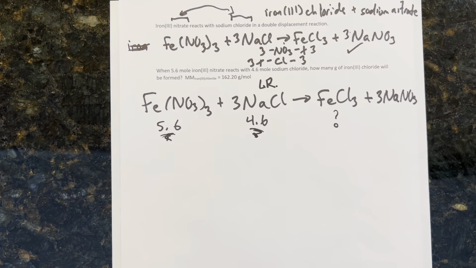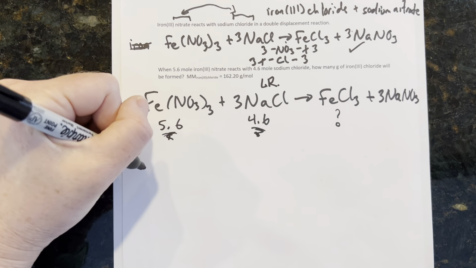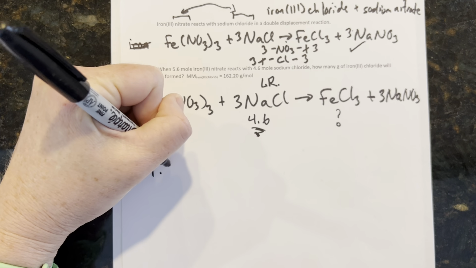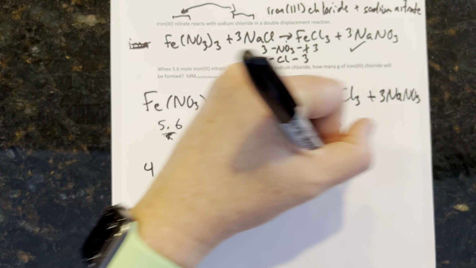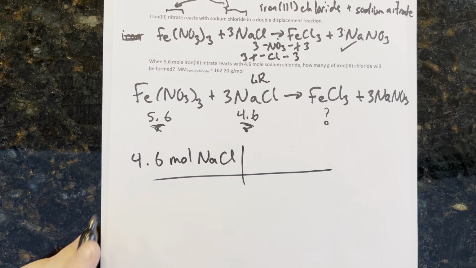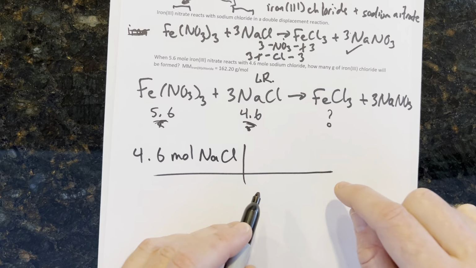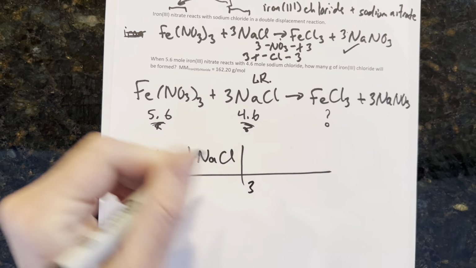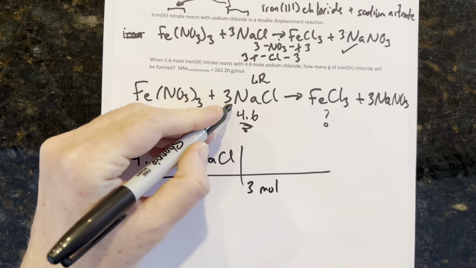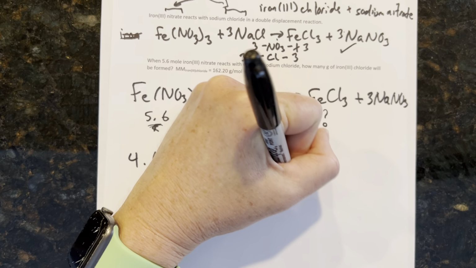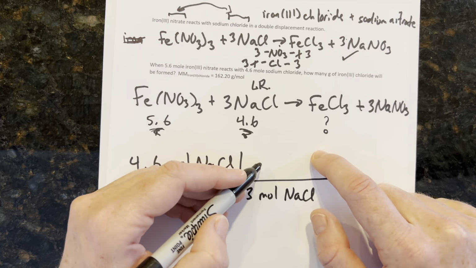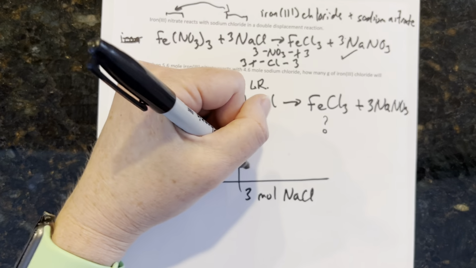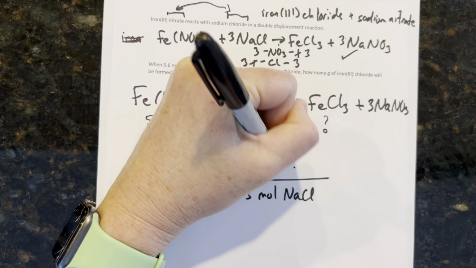That's gonna be your limiting reactant. Once you find the limiting reactant, you're gonna start with the limiting reactant amount. If this is mole NaCl, you have to put mole NaCl down here, and you have to use the coefficient in front of the NaCl. For every 3 mole NaCl, that's where you put your question mark, 1 mole of this iron 3 chloride.